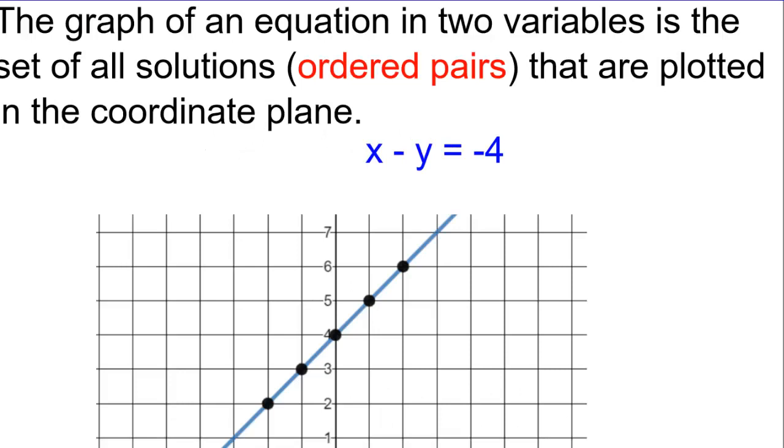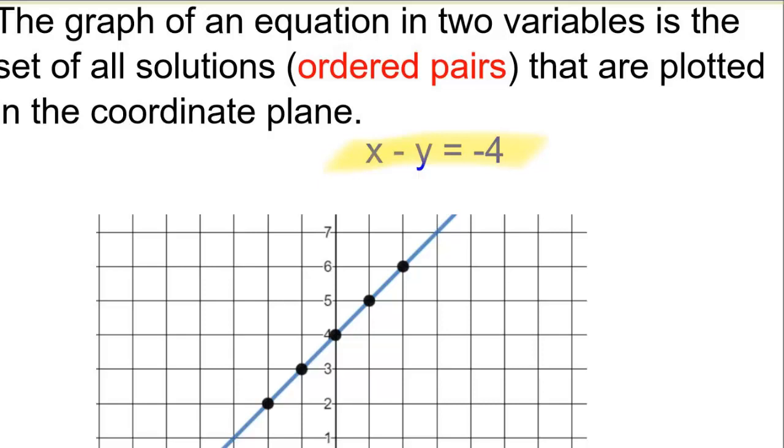For this video, we're going to talk about equations in two variables. Our first slide here shows the graph of an equation in two variables. It's the set of all solutions, or ordered pairs, that are plotted in a coordinate plane. So as you can see, we have a two variable equation right here, and the solution of this equation itself is actually plotted on the line right here.